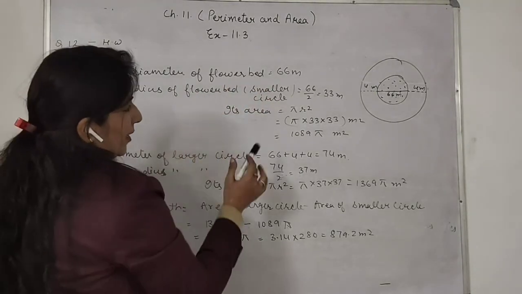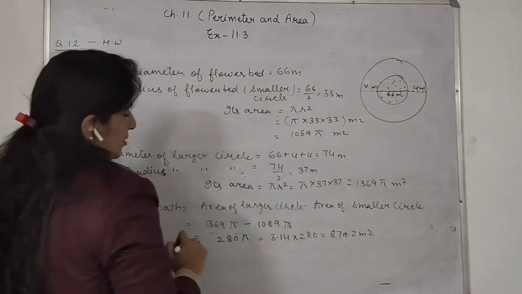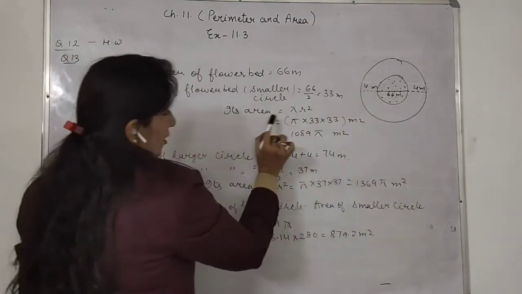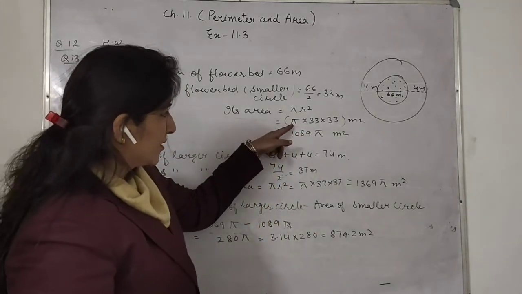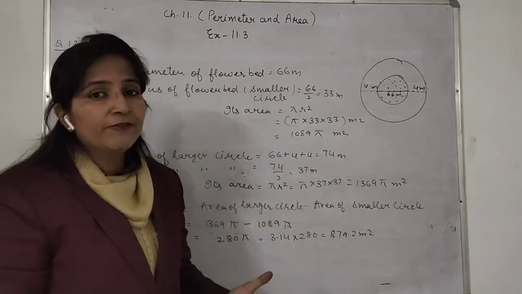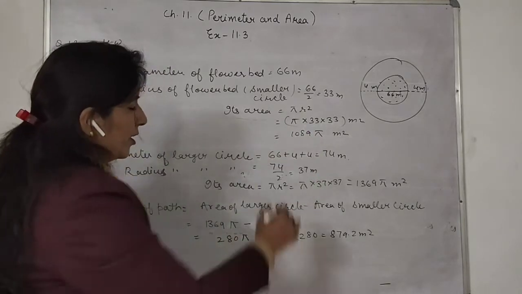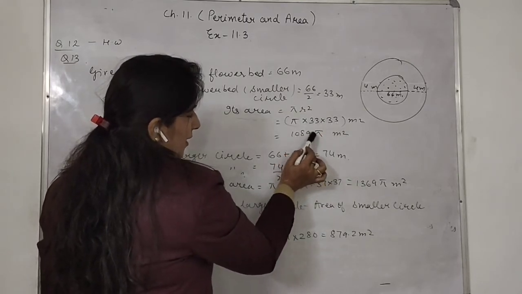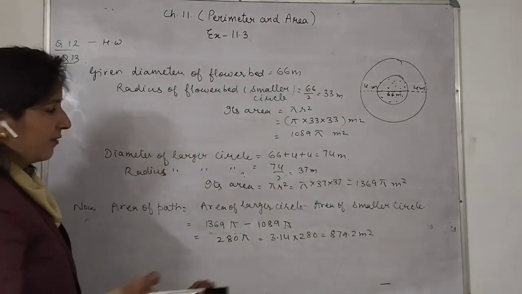Given diameter of flower bed 66 meter. So radius of flower bed we can calculate easily by dividing the diameter by 2. So that is 33 meter. So we need to calculate now the area of the flower bed. So for area, pi r square, now applying the formula. Now you can see here in the place of pi, I have not put any value. Why? Because it is easy for us to solve it further. I am keeping the pi as it is. So just multiplying 33 by 33, that is 1089 pi meter square. I am keeping the pi like this only; in the last I will calculate.